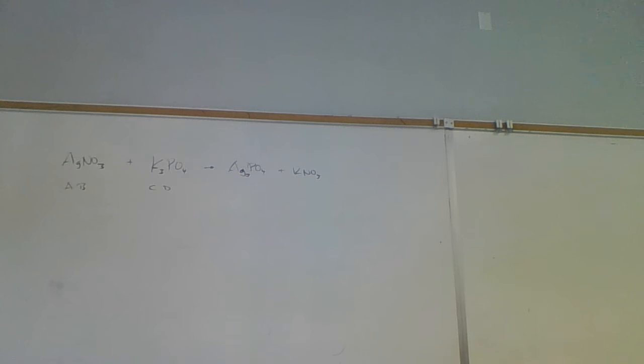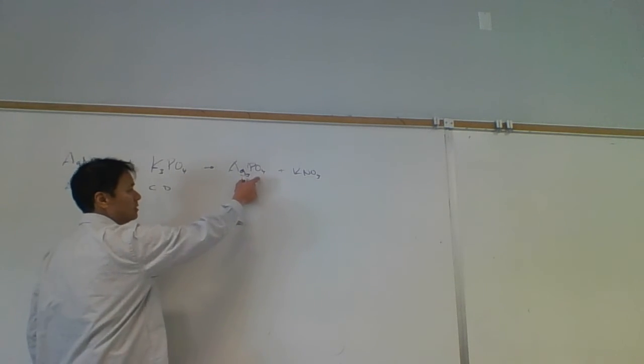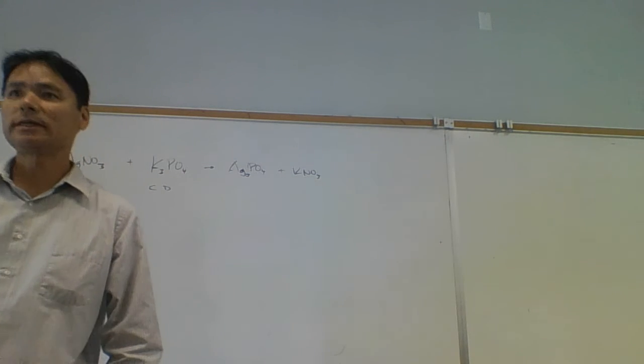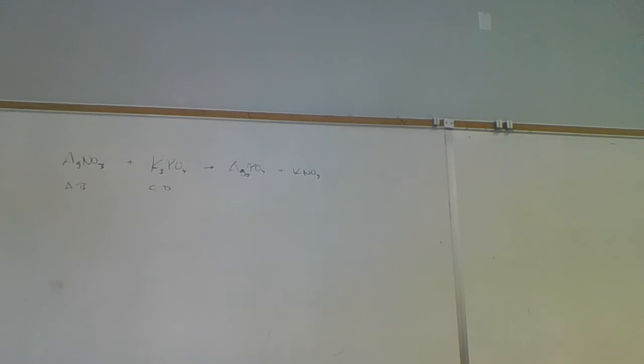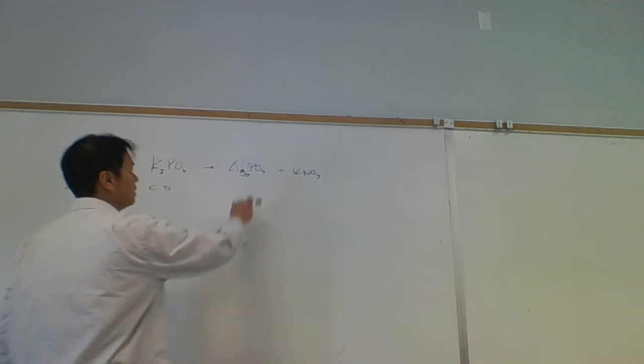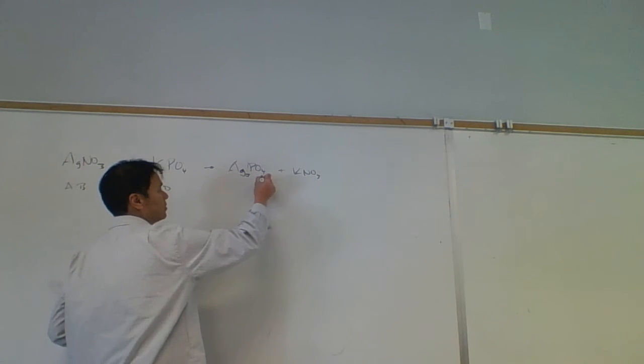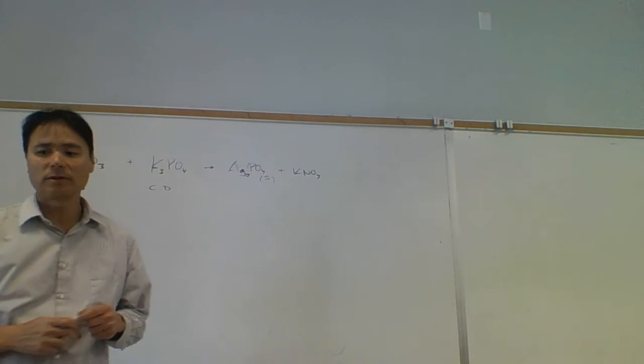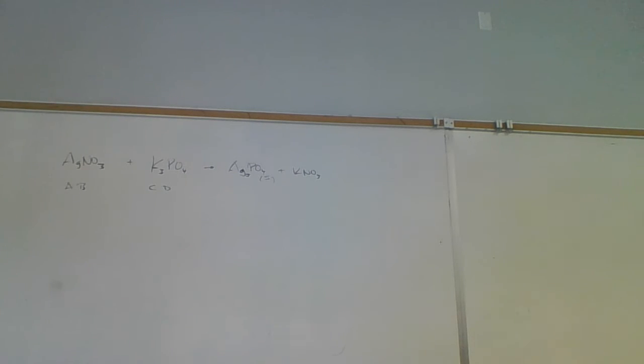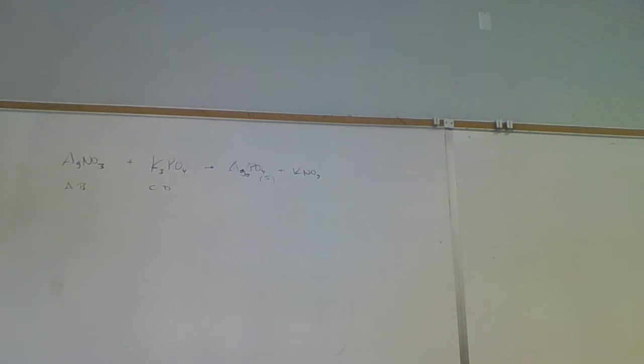Then we look if there's a driving force present. Is there a driving force present? And so first thing is we look at silver phosphate. Is that a precipitate? If it's a precipitate, it's solid. So is it a solid, liquid, gas, or aqueous? Solid. Yeah, all phosphates are insoluble. And so it's a solid. It's not soluble, it won't dissolve. So silver phosphate, which is the yellow solid there, is going to precipitate out.